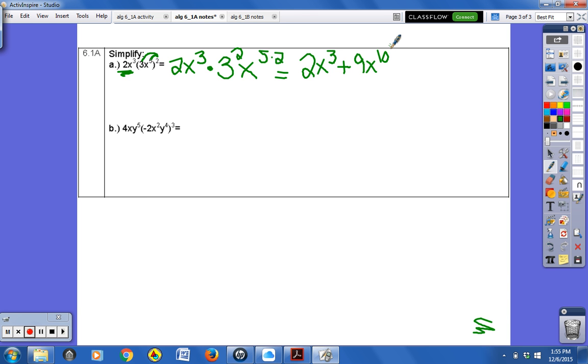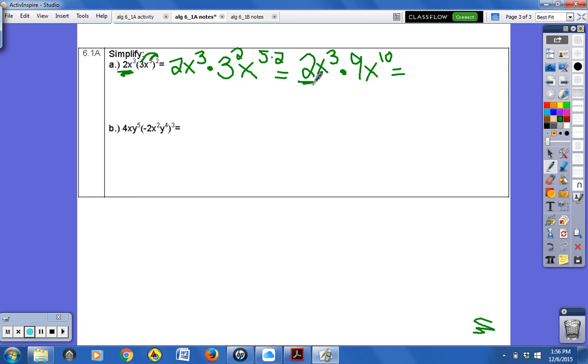So this is going to give me 2x to the 3rd times, not plus, sorry about that, 3 squared, which was 9, and then x to the 5 times 2, which is 10. So now that we've gotten rid of those parentheses, we're down to just a multiplication problem.